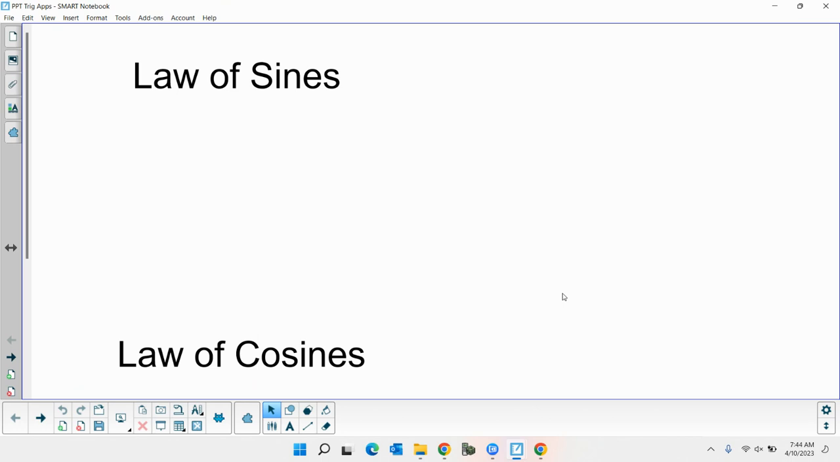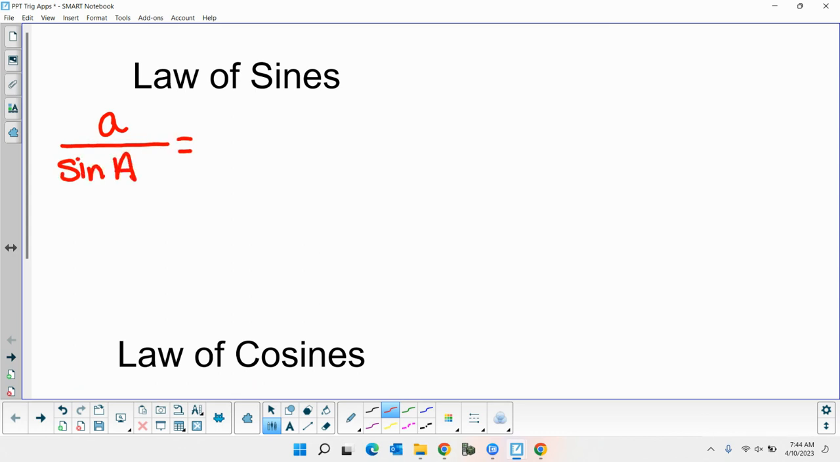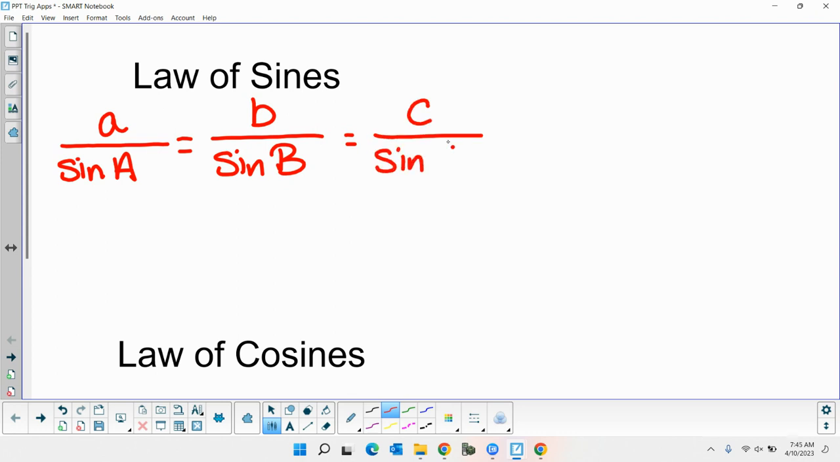But just going through law of sines real quick again, and law of cosines. Side A over the sine of angle A equals side B over the sine of angle B, and side C over the sine of C. And again, we don't do all three at once. We just do two at a time, right? We cross multiply and divide to solve them.